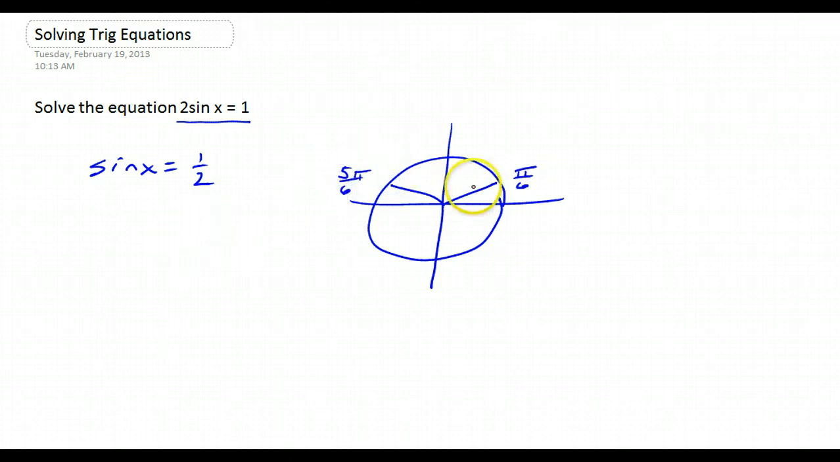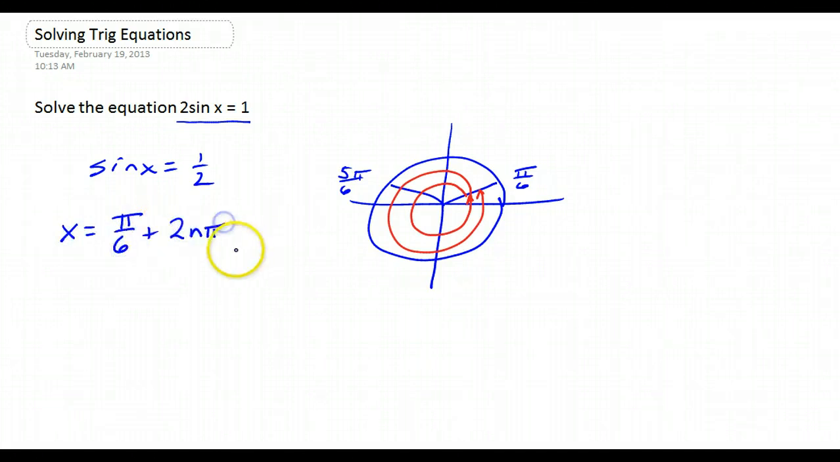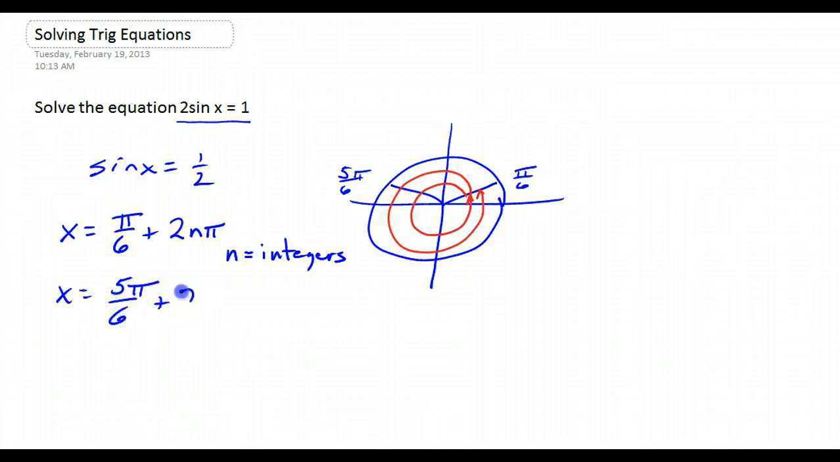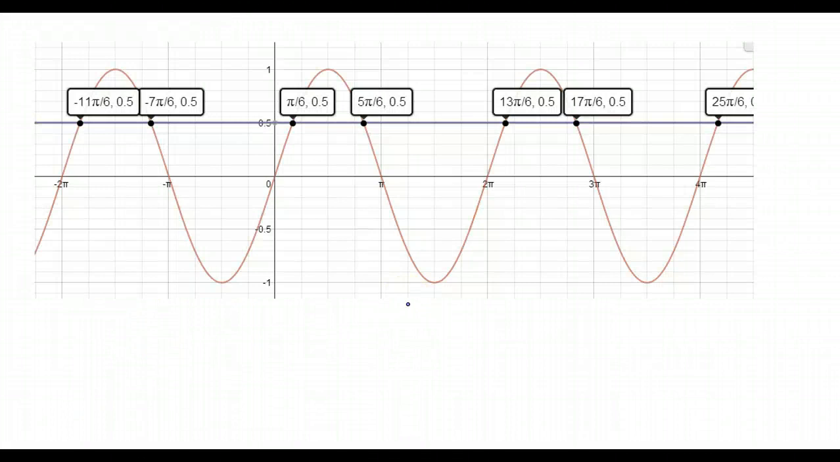But that's not the only place where it's equal to positive 1/2. What about pi over 6 plus 2 pi? And what if I added another 2 pi? I could keep adding 2 pi and I would still get an angle whose sine was positive 1/2. So to take care of all possibilities, we say that x will equal pi over 6 plus multiples of 2 pi, where n is a set of integers, and x also equals 5 pi over 6 plus multiples of 2 pi.